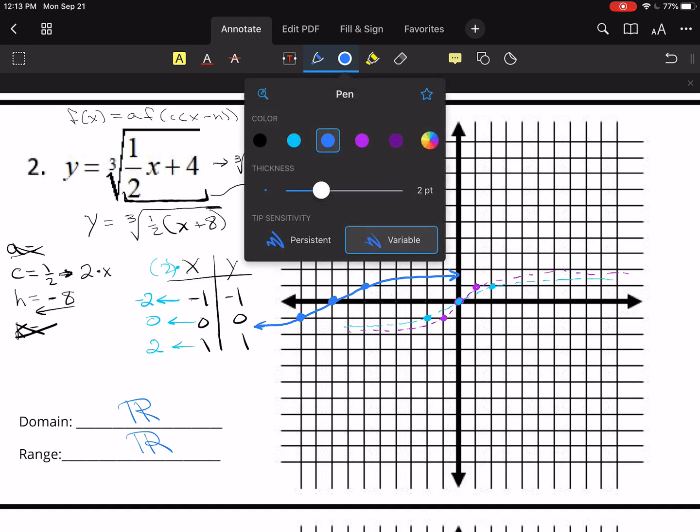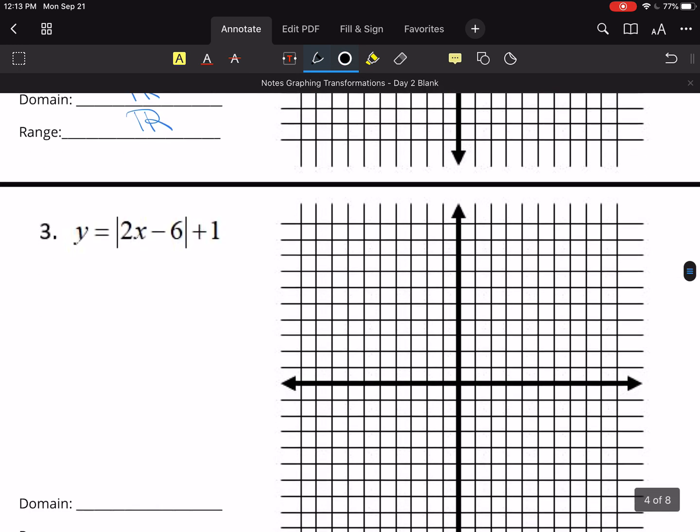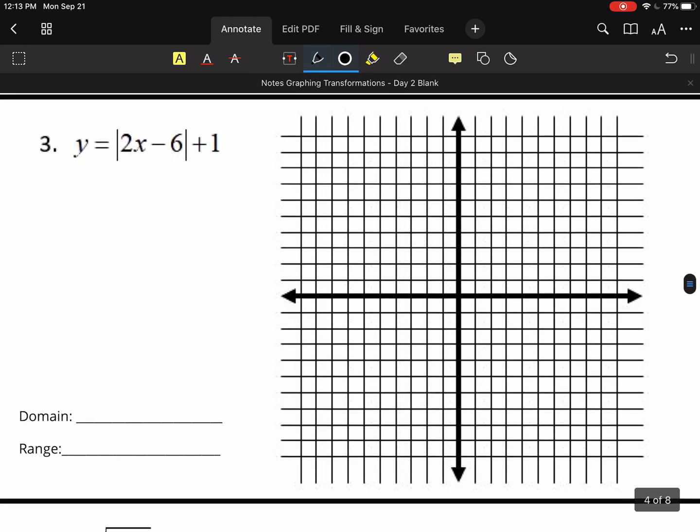All right, let's keep going. Let's look at number 3. So again, I look on the inside, I see that I have a C value, but it's attached to X, and I have an H. So I need to change this inside. So in this one, I'm going to factor out a 2. So I would have y equals absolute value of 2 times (x minus 3), and then the plus 1.